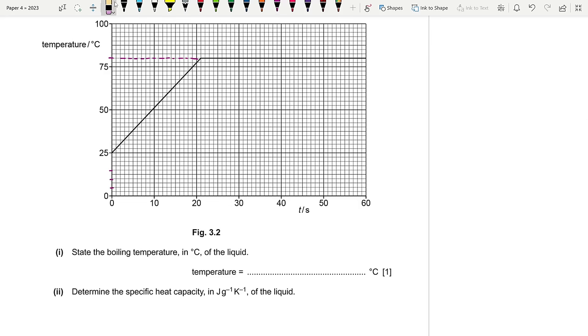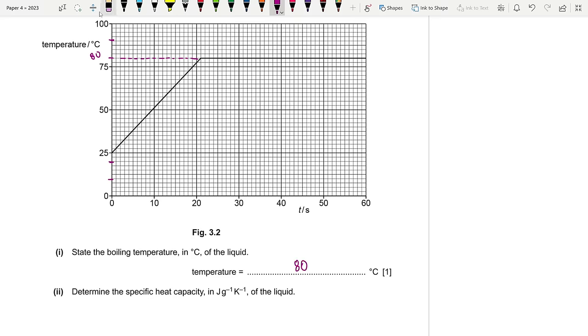Oh, it's not like that. So maybe 4 boxes are 10. 1, 2, 3, 4, 10. 1, 2, 3, 4, 20. Okay. So 1, 2, 3, 4. This is 90. 1, 2, 3, 4. This is 80 actually. So 4 boxes comprise of 10. So each small box is 2.5. So the boiling point is actually 80 degrees Celsius.